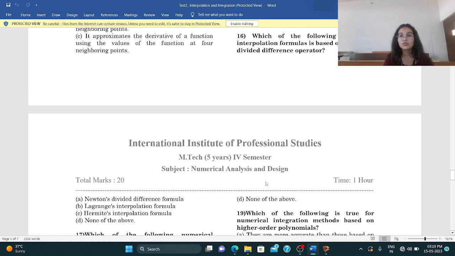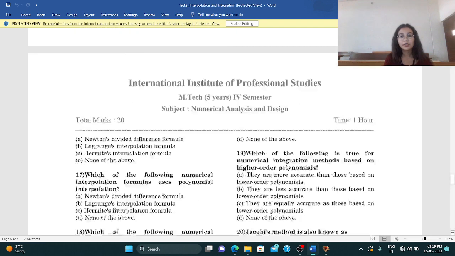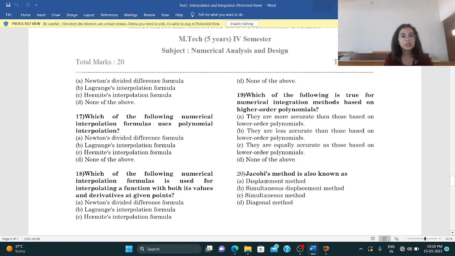Question 16. Which of the following numerical interpolation formulas is based on the use of the divided difference operator? Option A, Newton's divided difference formula. Option B, Lagrange interpolation formula. Option C, Hermite's interpolation formula. Option D, none of the above. And the correct option is Newton's divided difference formula.